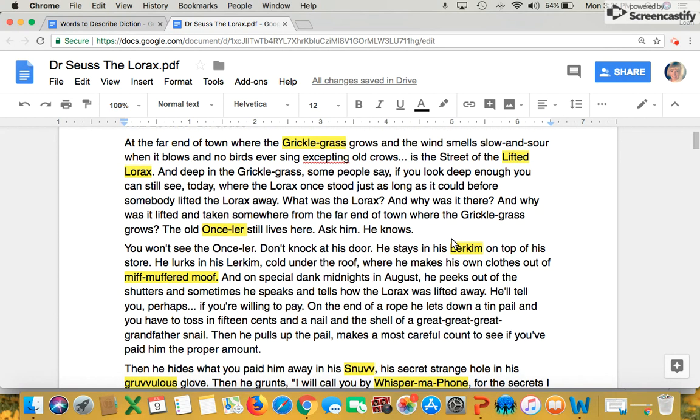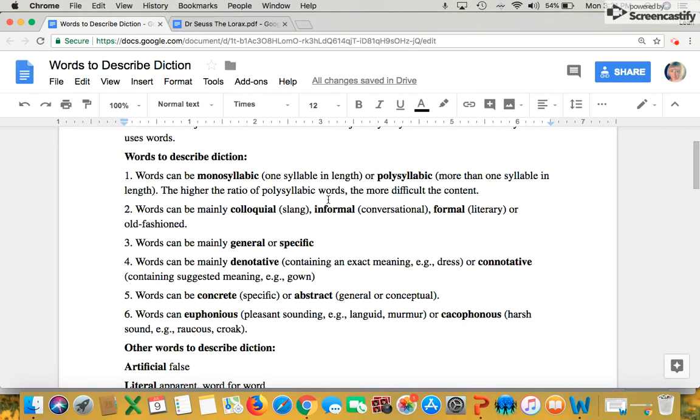So I start to ask myself, what do these words mean? What do they have in common? What sort of patterns do I see? And I think a really good place, once I've highlighted my words, to start to think about how to describe these words is this handout that I posted in the lesson, Words to Describe Diction. Are these monosyllabic, one syllable? Are they polysyllabic, more than one syllable? We know that most of these are more than one syllable.